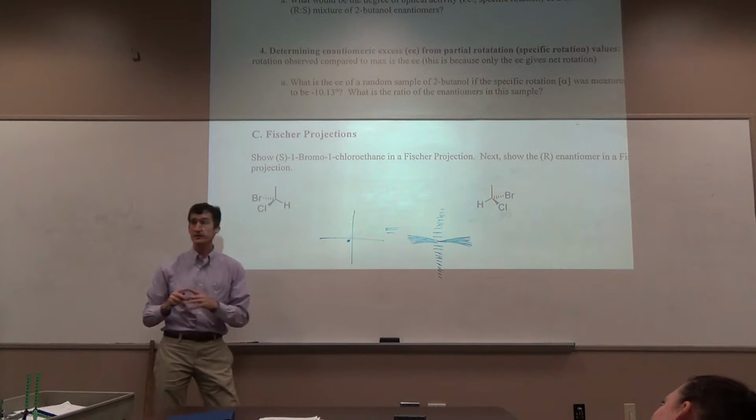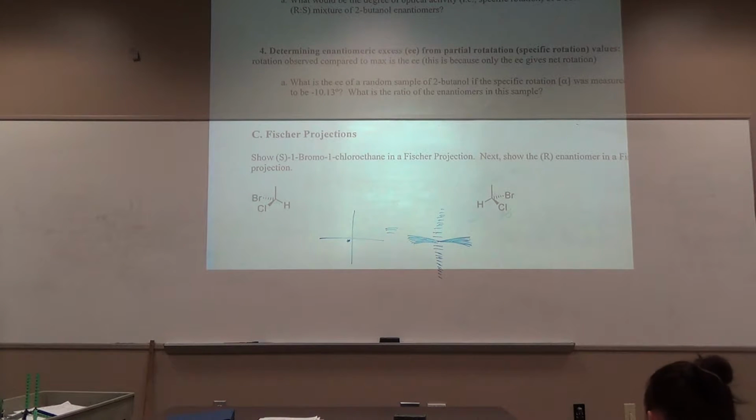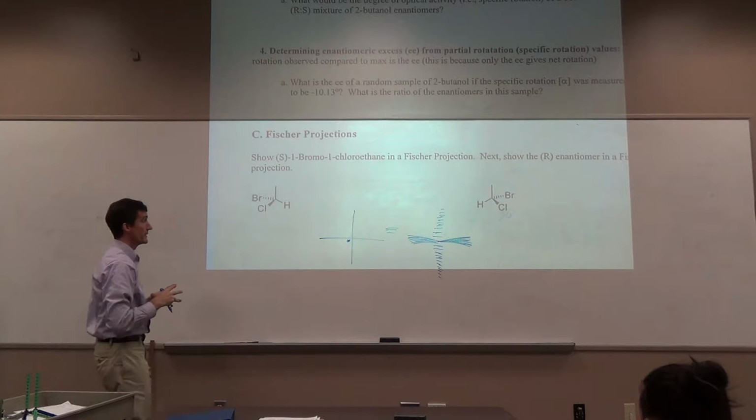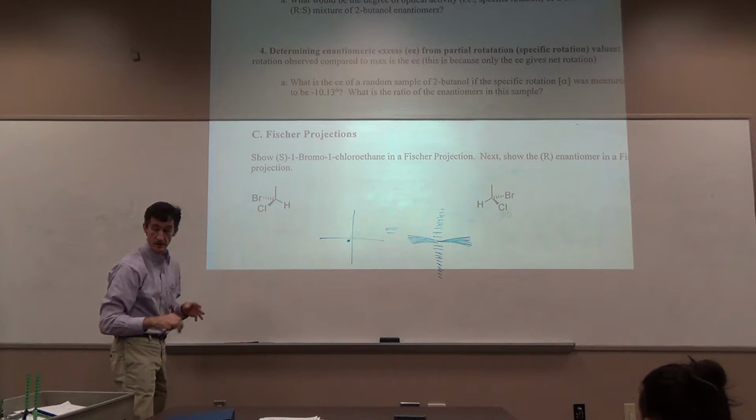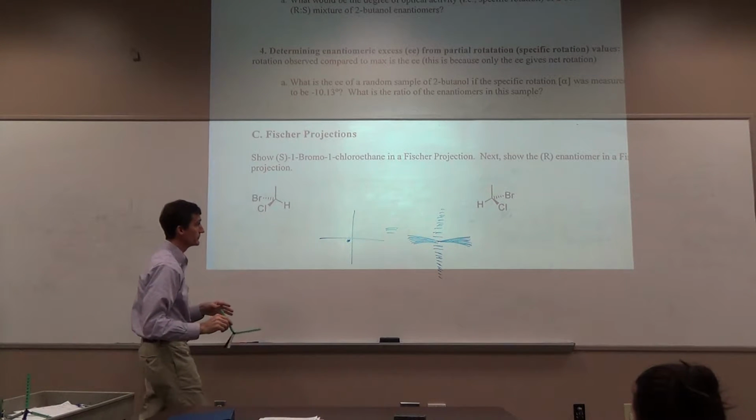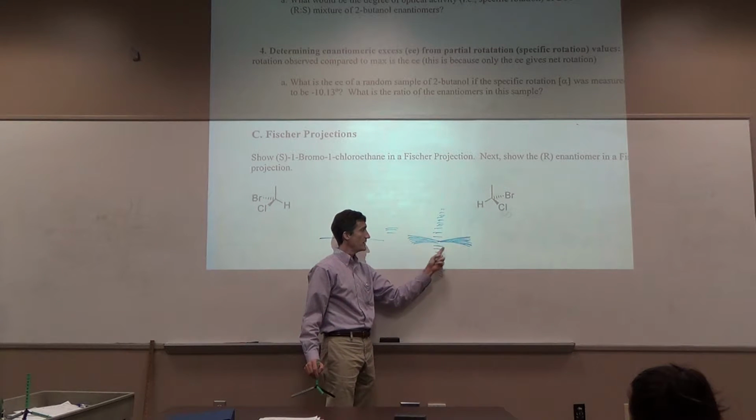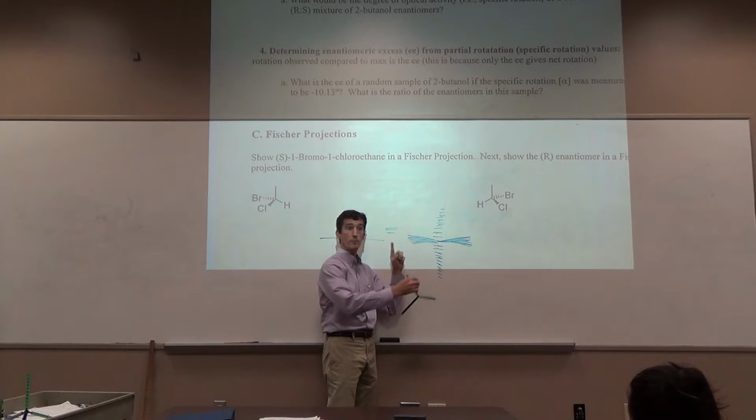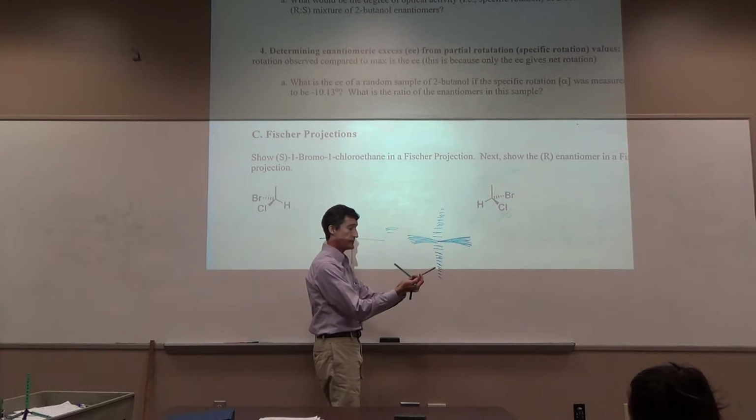Okay? So that's that. Whenever you see crosshairs, the stuff on the side is what? Coming out, trying to hug you, right? Stuff top and bottom, they're going back. That's implied in the crosshairs, and this is called a Fisher projection. Now, in terms of a model, you see here none of these bonds are in the plane of the board. 2 bonds are going out, 2 bonds are going back.